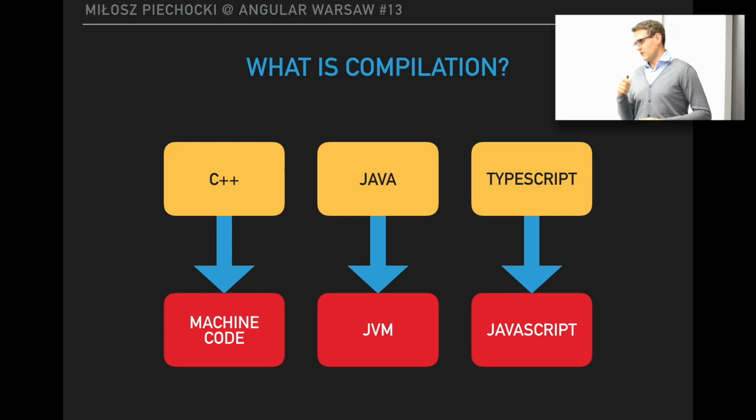And there is even a special name for this third example here. A compiler that does this kind of translation is called a transpiler.